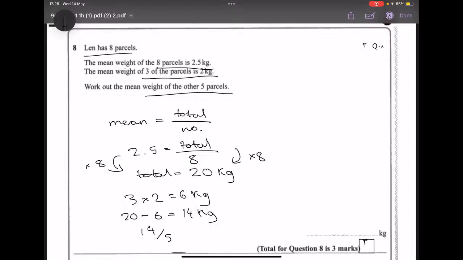14 divided by 5 equals 2.8 kilograms. And that makes sense, as 2.8 should be greater than 2.5 in order to balance it out. For someone asking in the comments, this is higher for Edexcel paper 1 revision. Now that means our answer is 2.8 kilograms, and that is 3 easy marks.